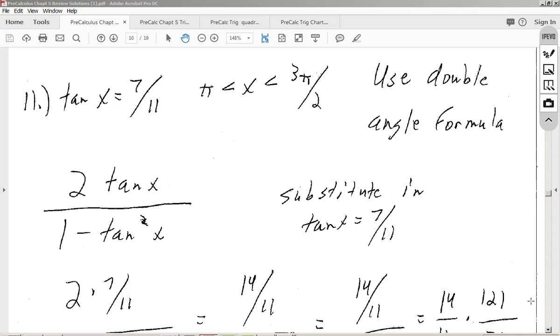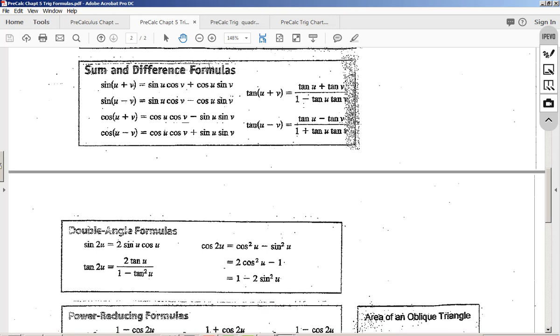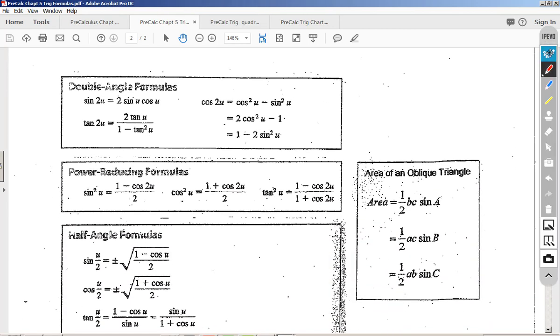Okay, on problem number 11, it says find the exact value of the tangent of 2x using the double angle formula. You have the tangent of x equals 7/11. You've got pi is less than or equal to x, which is less than 3 pi over 2. So the first thing you want to do is go find your tangent double angle formula. So in your trig formula sheet, here are our double angles right here. So here's our tangent formula that we're going to be following.